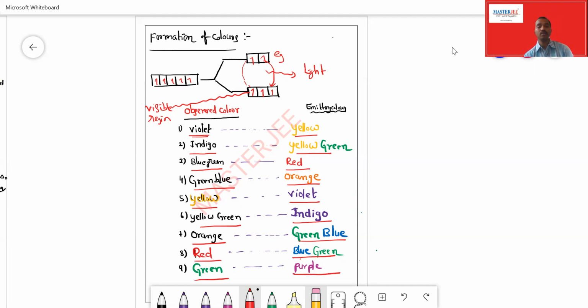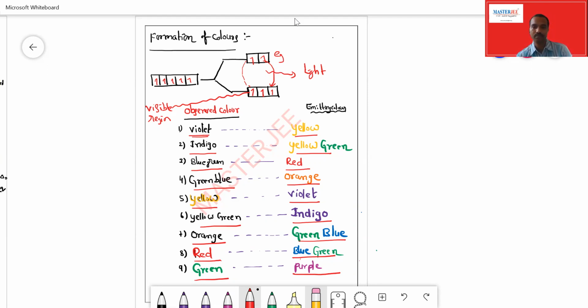Like this, the electron absorbs one type of color from the visible region, and after reaching the excited level it again wants to come to the ground state. That means it releases colors in complementary ways, that is, opposite colors. That is the formation of colors by the complexes. That is the reason for the formation of colors by these complexes.